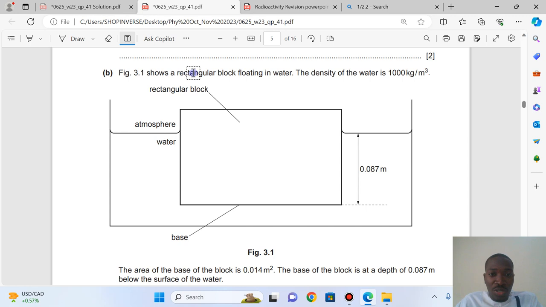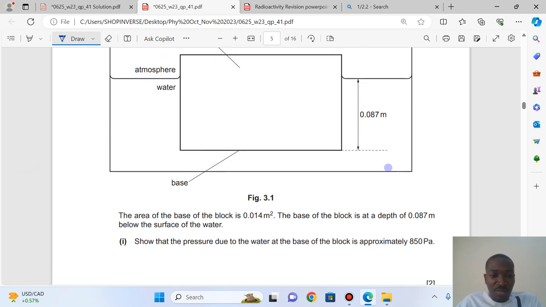Figure 3.1 shows a rectangular block floating in water. The density of water is 1,000 kg per meter cube. So this is the rectangular block, this is the atmosphere, this is water, and the depth that is submerged in the water is 0.087 meters. The area of the base of the block is 0.014 meters square.